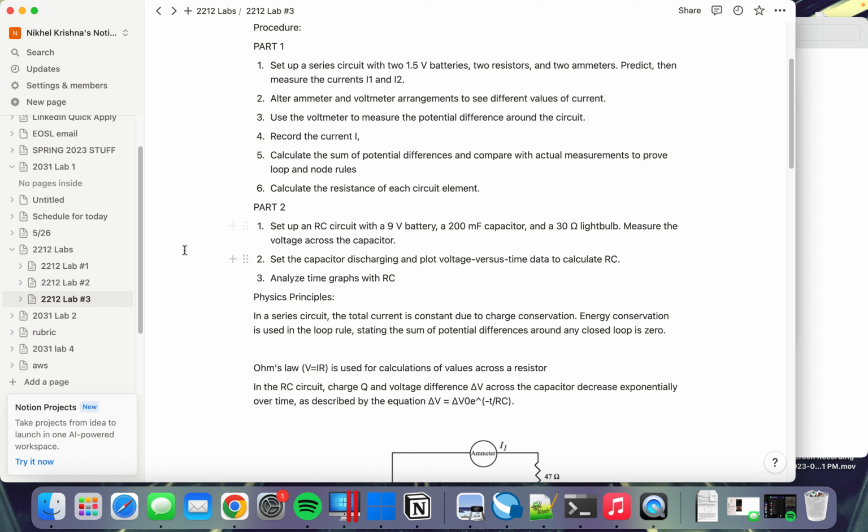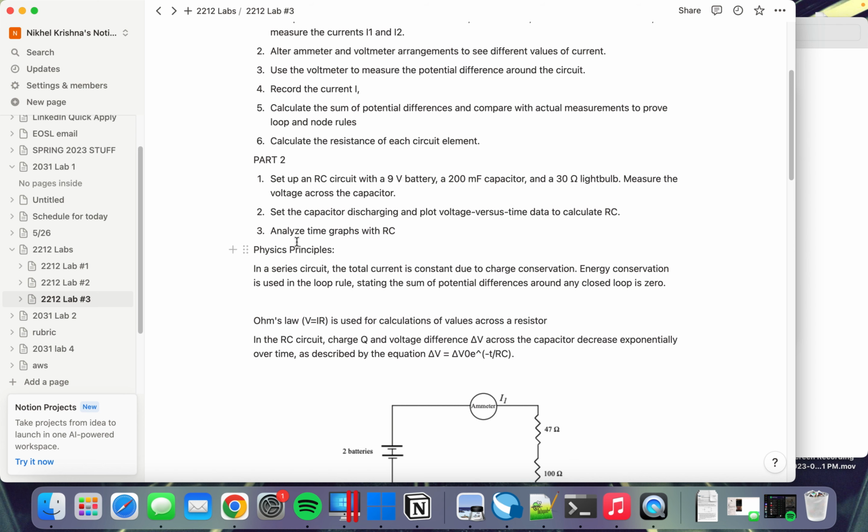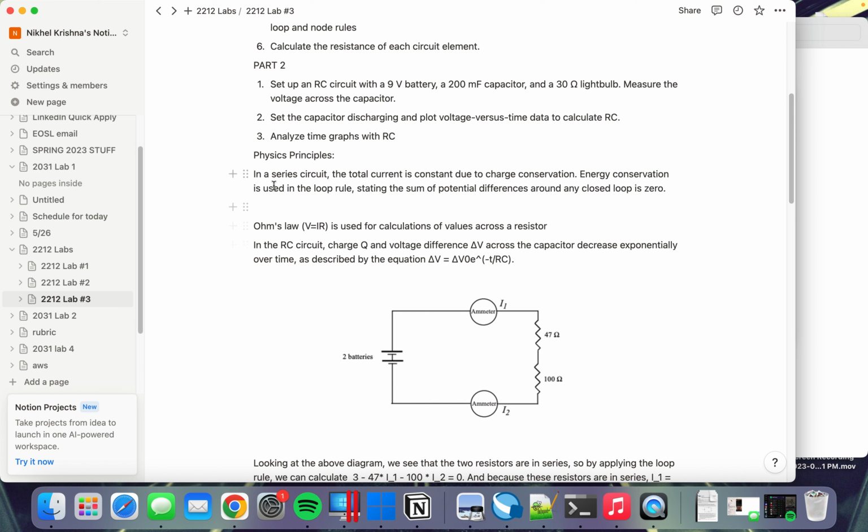And in the second part of the experiment, we are going to set up an RC circuit with a light bulb and measure how fast the capacitor charges and discharges, and use these concepts to analyze time graphs to calculate RC values.